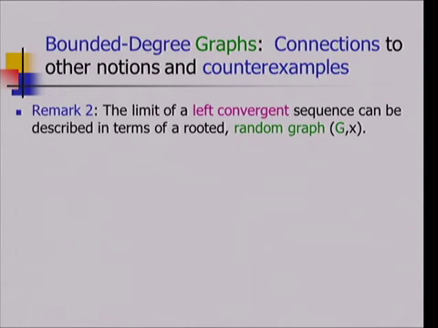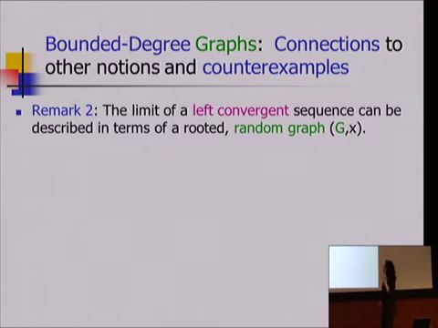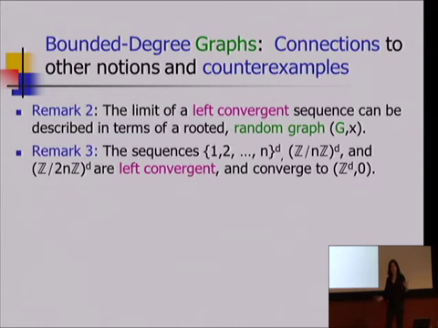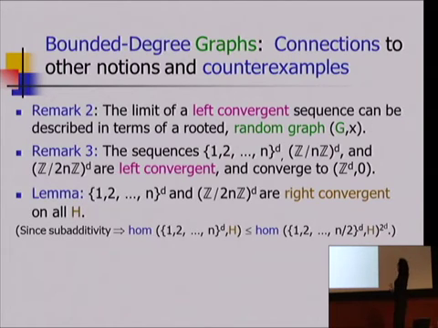In particular, the limit of a left convergent sequence can be described in terms of a rooted random graph. And we can think about some obvious sequences of graphs G_N. We can think of the d-dimensional grid. That converges. We can think of the d-dimensional torus. That converges. We can think of the d-dimensional even torus. That converges. And they all converge to the d-dimensional grid rooted at 0 in this sense, where I just look at the local neighborhoods.